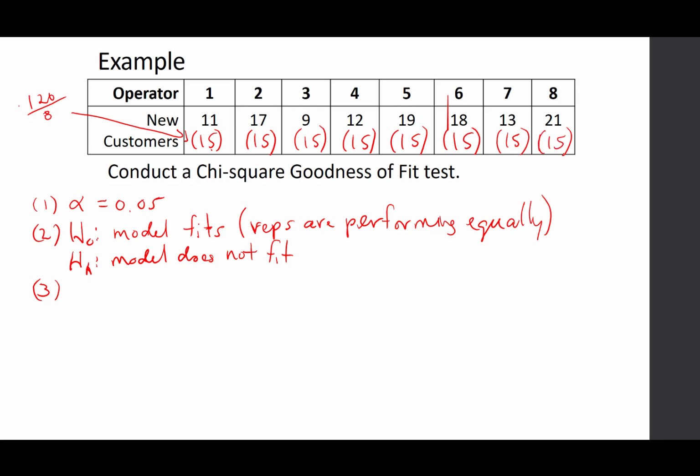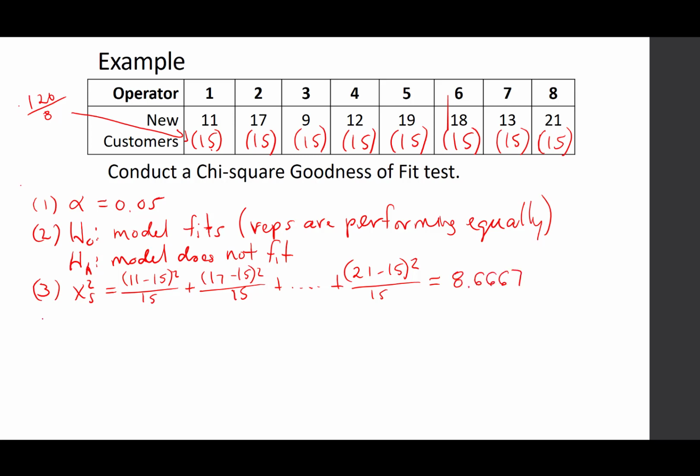And we can calculate our chi-squared test statistic just like we did before. So our chi-squared test statistic is calculated the same way we did before. So it's going to be 11 minus 15 squared divided by 15 plus 17 minus 15 squared divided by 15, etc. until you get to the last cell, 21 minus 15 squared divided by 15. And you should get 8.6667.